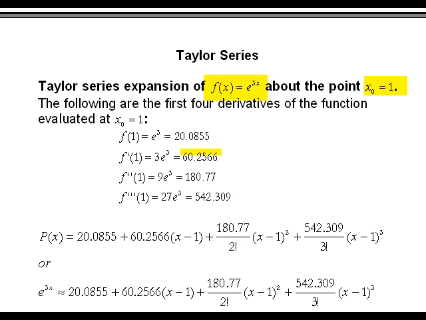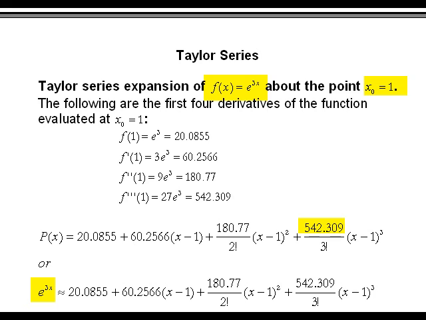The first derivative is a value for a1. The second derivative is a value for a2, but it's divided by 2 factorial. The third derivative is here, divided by 3 factorial to supply a cubed, or a to the third. So all I've done here is a third order Taylor series approximation for the function e to the 3x about the point x equal 1.